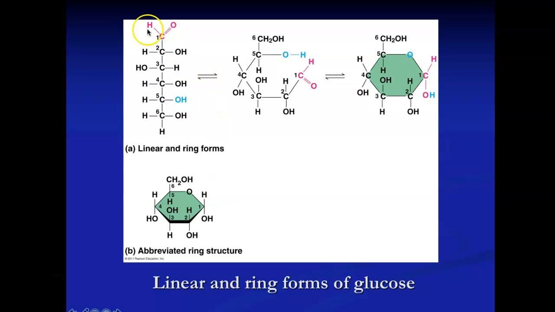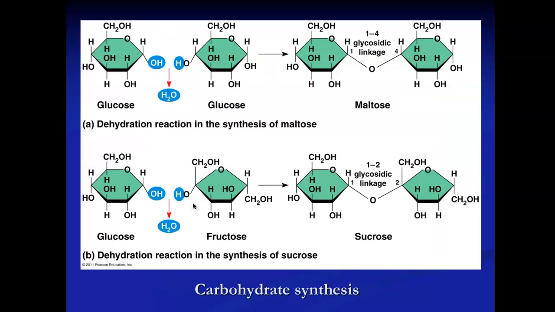All right, so glucose is actually a linear molecule, but it will fold into a ring when it's in an aqueous environment. So that's why you're always going to see carbohydrates as rings, because in the cell, they're always going to be in an aqueous environment.